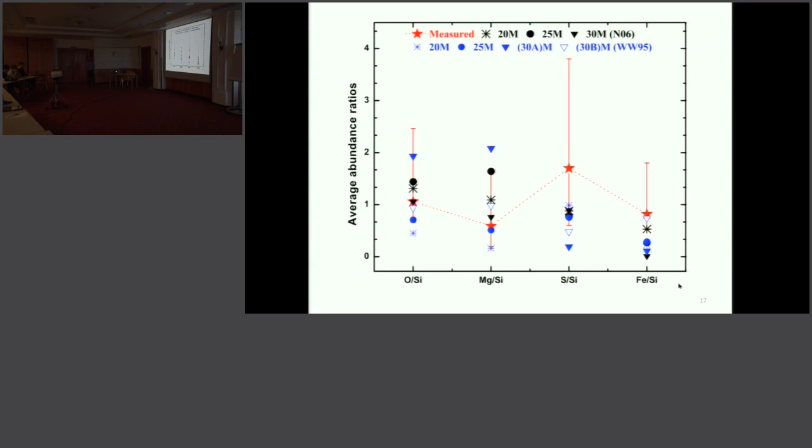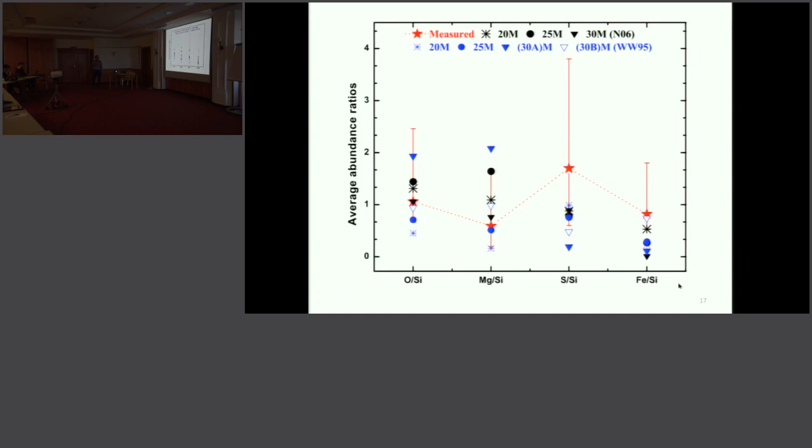And then they took three models from Woosley and Weaver in 95, and then a couple models from Ken Nomoto, and said, how well can we fit our observed yields to the yields that they produce? And if you look at it, it looks like the models produce fairly well the oxygen to silicon and the magnesium to silicon ratios, but they don't do so well at matching the sulfur to silicon or the iron to silicon ratios. Here's the range of models, the smack in the middle.